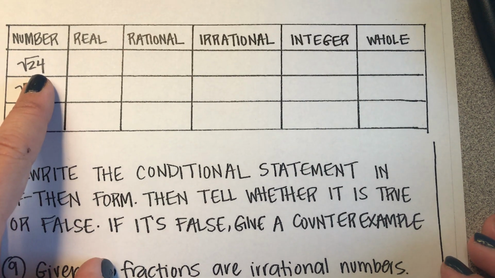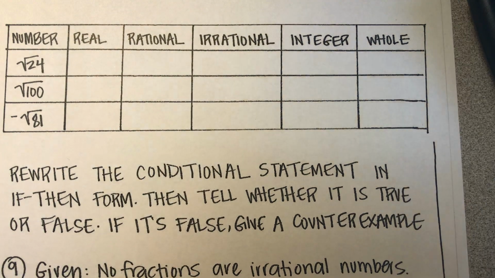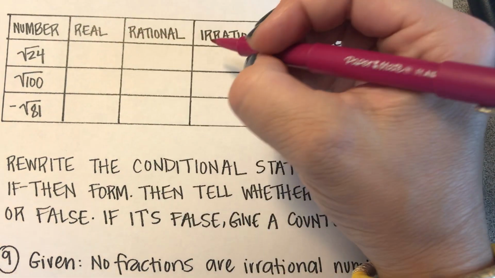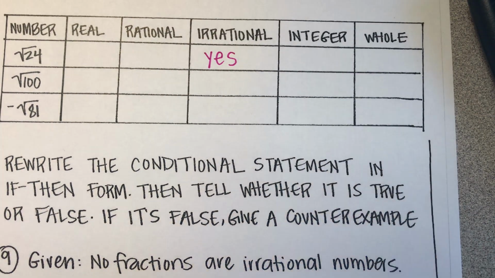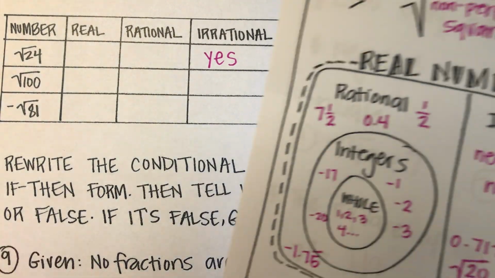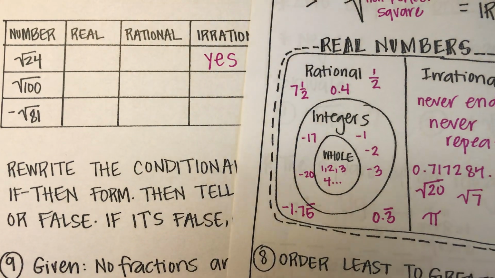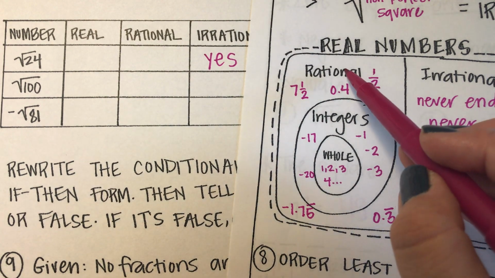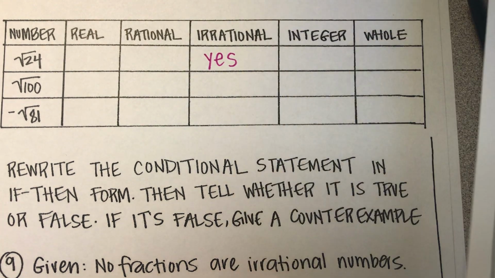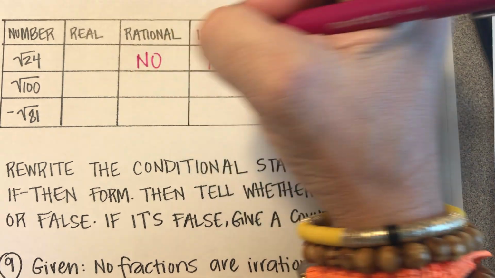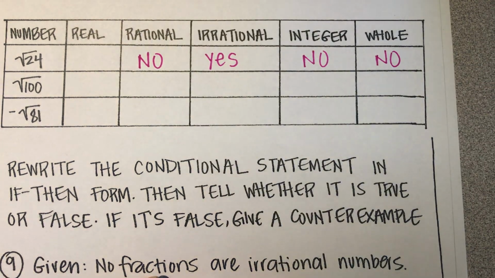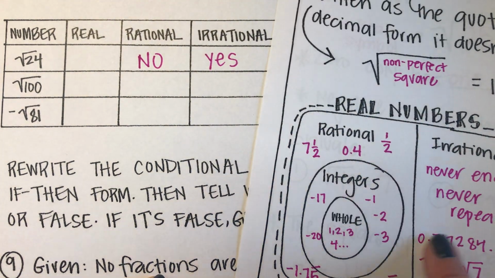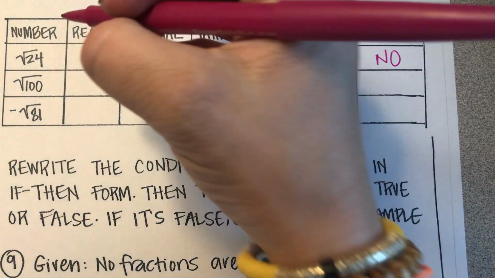So the square root of 24, is that a real number? You're like, well, that's irrational, right? Because I don't know the square root of 24. If I type that in, it's never going to end and it's never going to repeat. So I'm looking at my little chart over here. If it's irrational, is it rational, integer, or whole? No, it's not rational, it's irrational. Therefore, it's not an integer or a whole number. Is it a real number? Yes, because all of these are real numbers.